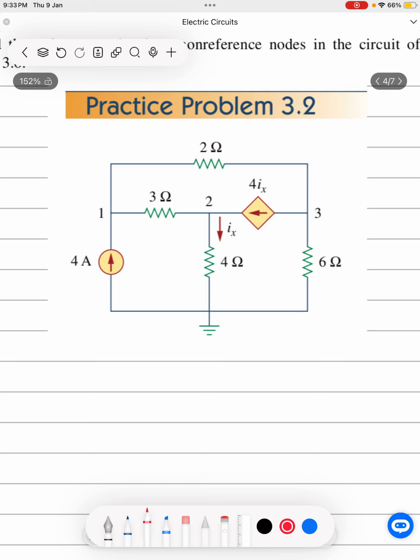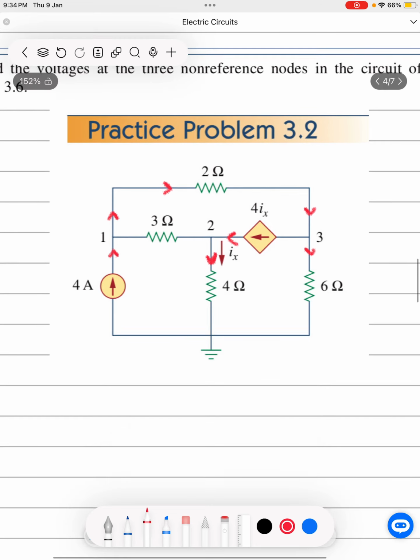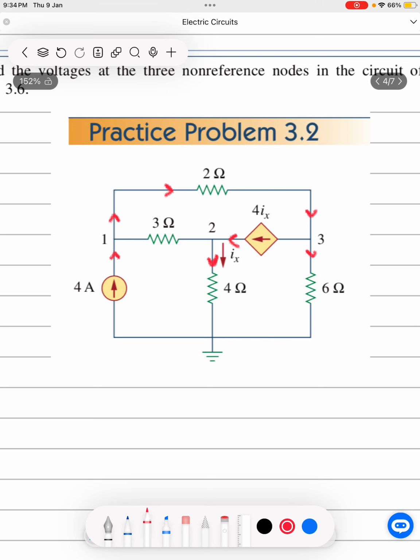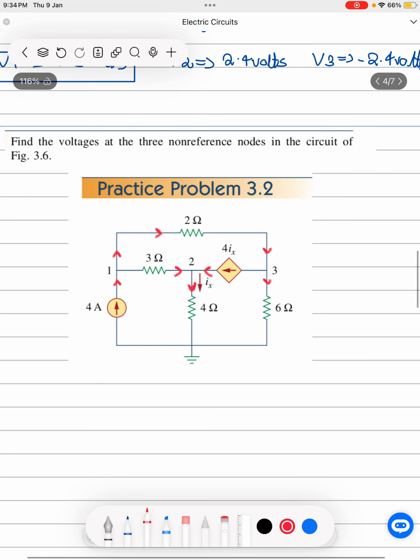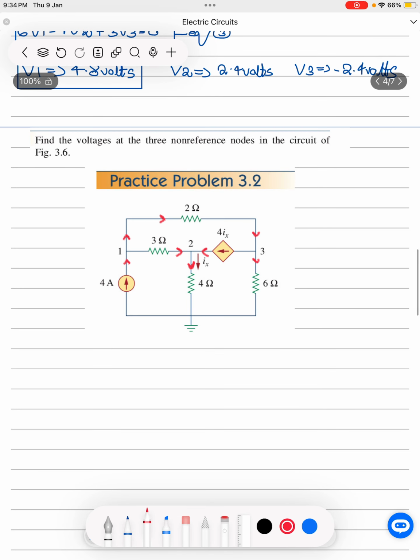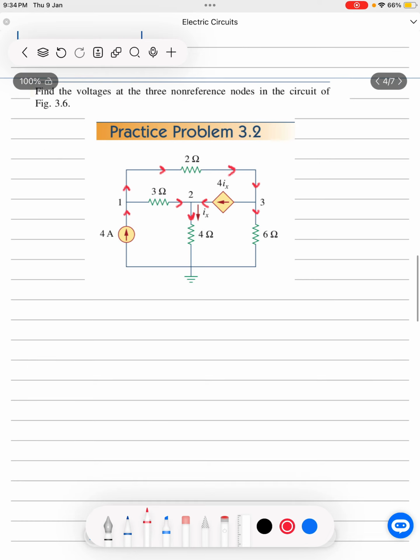So the current flows here, it goes here, and it goes here. The current flows here, it goes here, and the current goes here. Okay, this is the very first step. We have determined the direction of current flowing in the wires in the circuit.